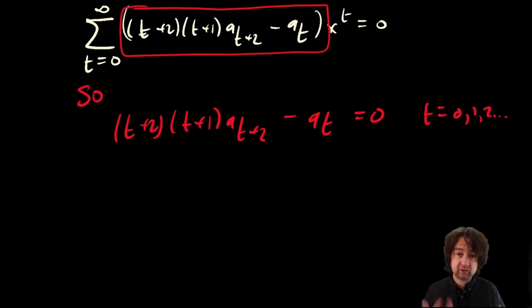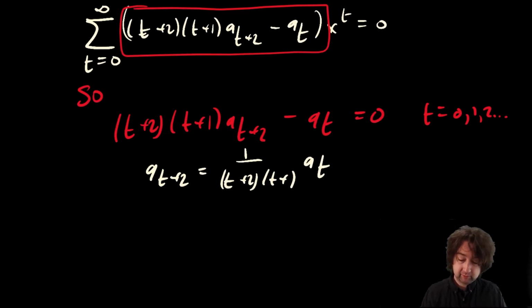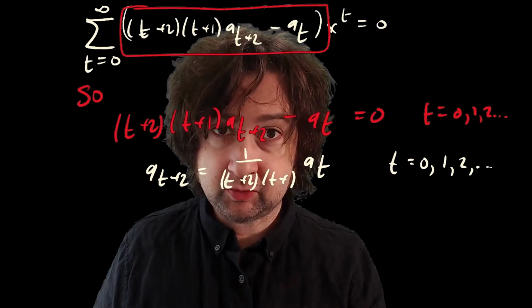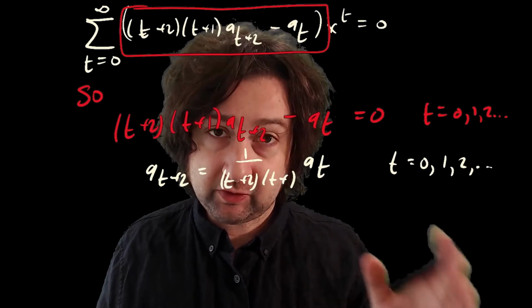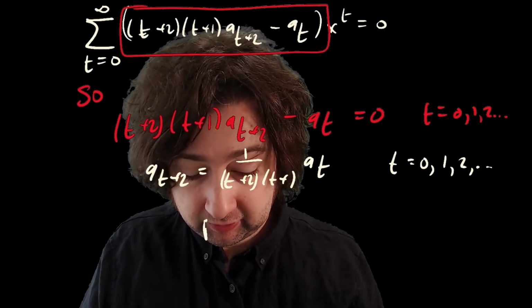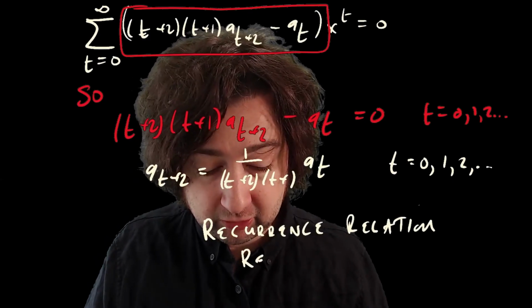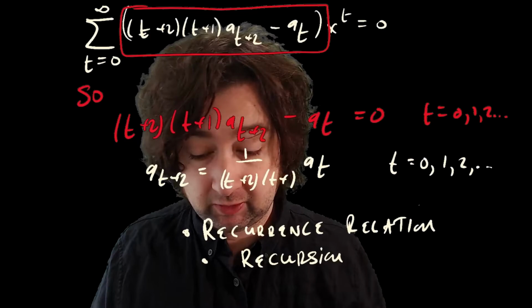There's actually a more useful form of this where we can solve for a_{t+2} in terms of a_t by just doing some algebra. And what we'll get is that a_{t+2} is equal to 1 over (t plus 2)(t plus 1) times a_t, for t equal to 0, 1, 2, and so on. So what I can do with this expression is plug each one of these t values in, and it's going to give me a different equation relating the coefficients of the power series. So let's just start plugging in some values and see what we get. And this process is called a recurrence relation or a recursion, because previous information is going to tell us about future information, which will become clear when I start writing the equations down.